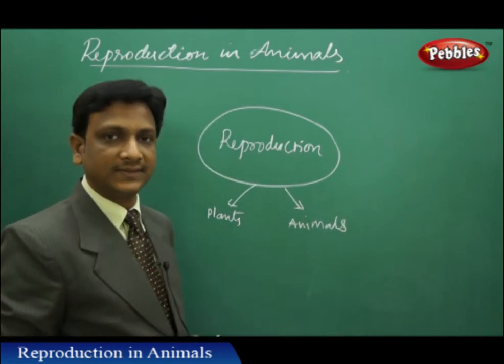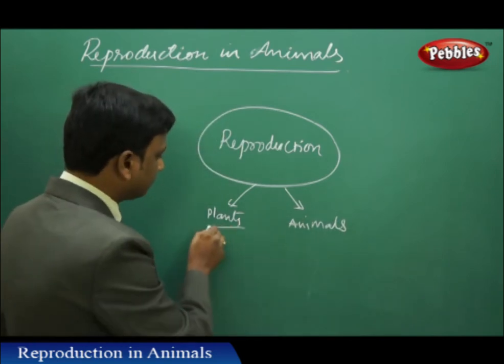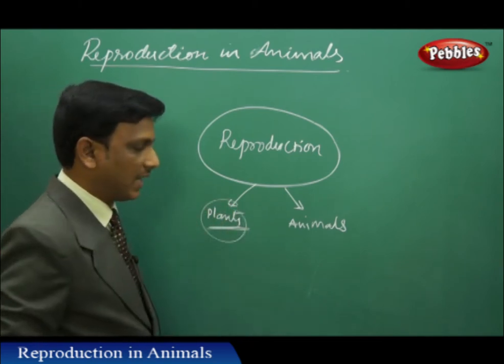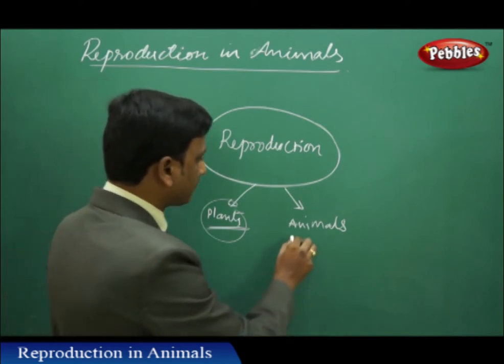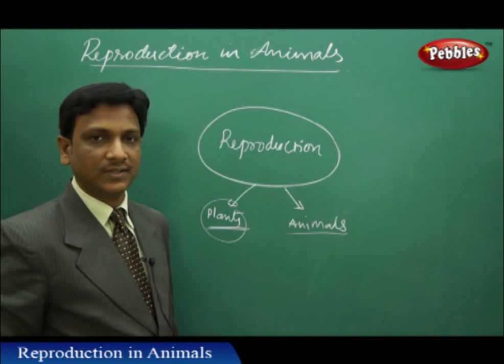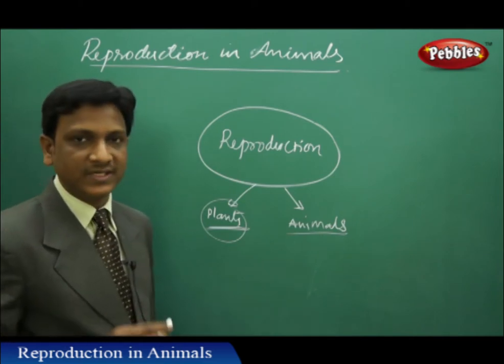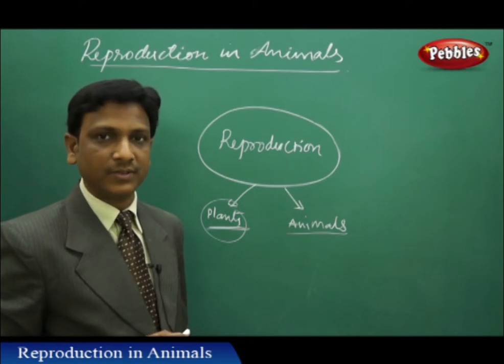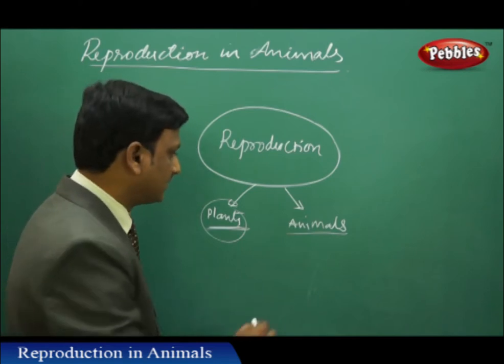So in your lower class, you have studied reproduction in plants. In 7th class, you studied about the reproduction in plants. Now let us look at the reproduction in animals, how animals reproduce. In animals, generally we see two different kinds of reproduction. The process of reproduction takes place in two different ways.